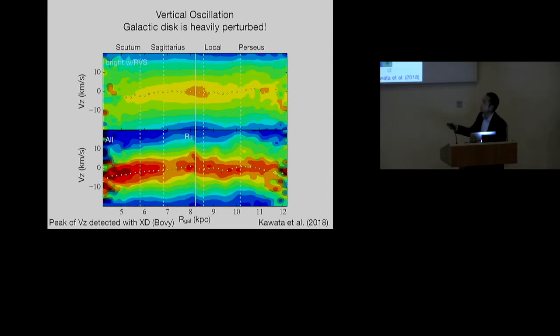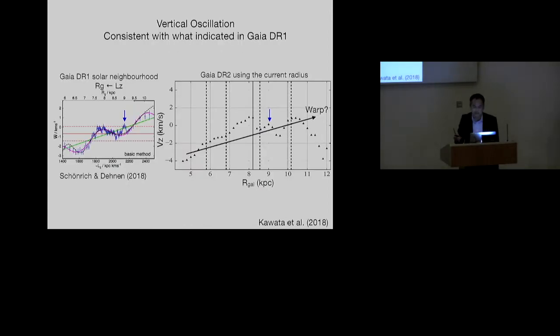And we can also look at the vertical velocity as well. Again, we see the radius versus the vertical velocity in the bright stars and the faint stars. These dots show the peak of the vertical velocity distribution at different radii, and we can already see some fluctuations. When I look at that, you can see very clear waves going around at different radii between 5 and 12 kiloparsecs.